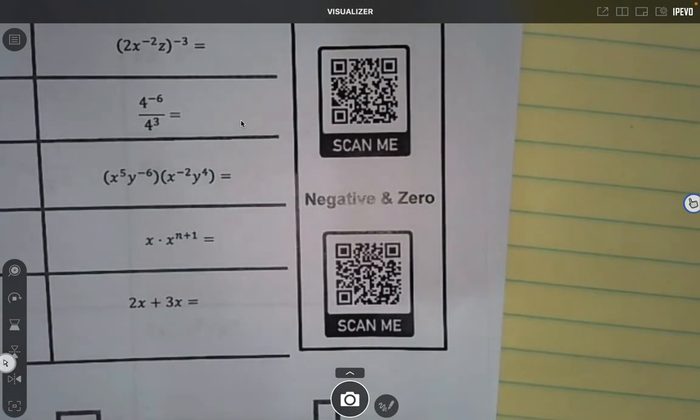Okay. 17b. Let's add our exponents. So it's x to the, what's 5 plus negative 2? 3. Now let's add our y's. What's negative 6 plus 4? Negative 2. Does anybody not understand that so far? I just did 5 plus negative 2, negative 6 plus 4.